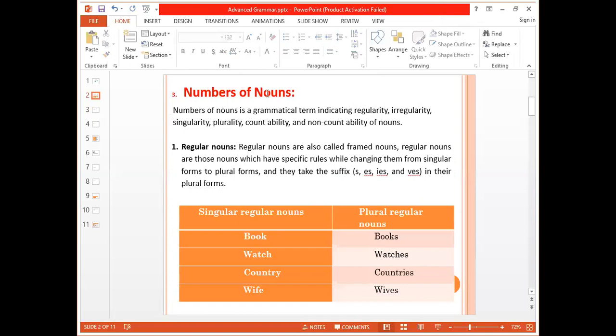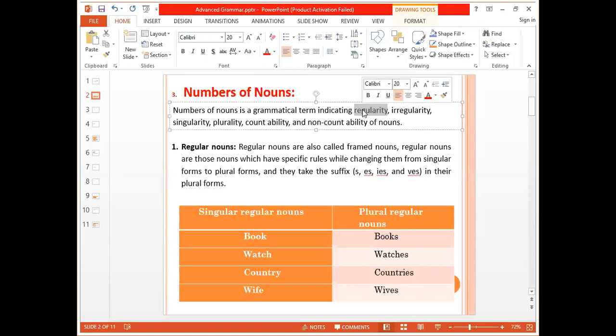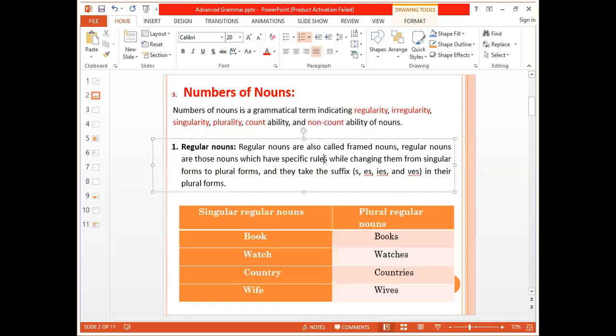This number of noun is a grammatical term. Clear? In grammar, we call them number of nouns. And what numbers of nouns include, or indicate, is the regularity of a noun. Clear? We will study regularity of nouns, irregularity of nouns, singularity of nouns, plurality of nouns, countability of nouns, and non-countability of nouns. So these 6 things come under numbers of nouns.